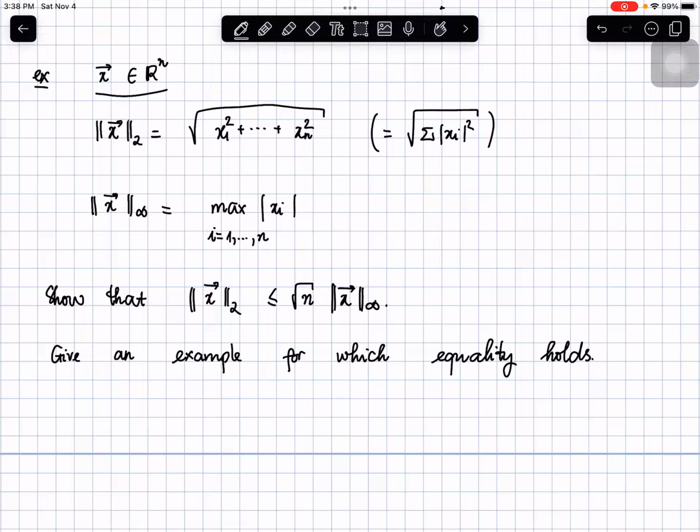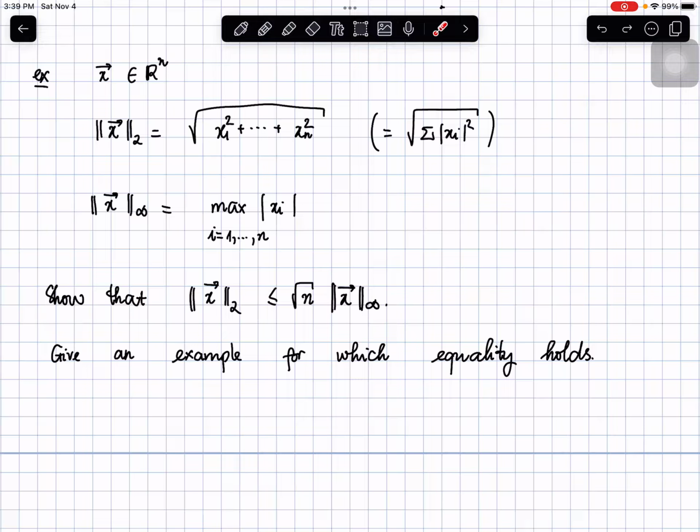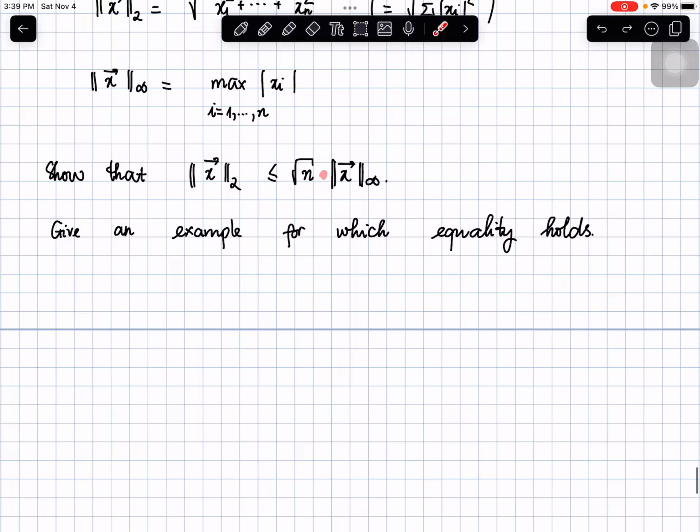So here we have a vector in Rn, and we have two norms on Rn. The first norm is norm 2 and the second one is norm infinity. Norm 2 of vector x is the square root of the sum of each component squared. Norm infinity is the maximum of the absolute values of the entries of vector x. We need to show that norm 2 is less than or equal to square root of n times norm infinity, and we need to find an example for which the equality holds. So we do it by definition.